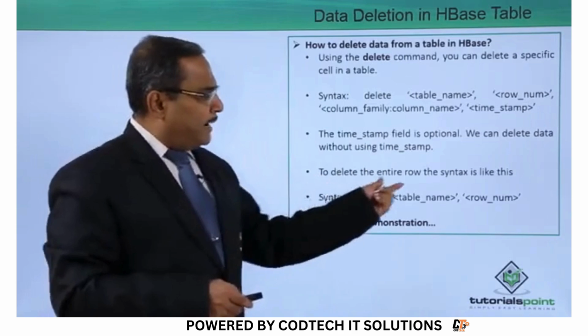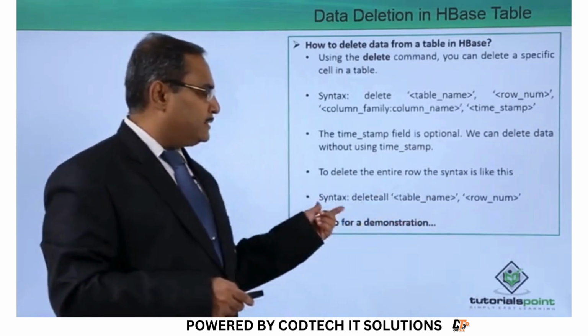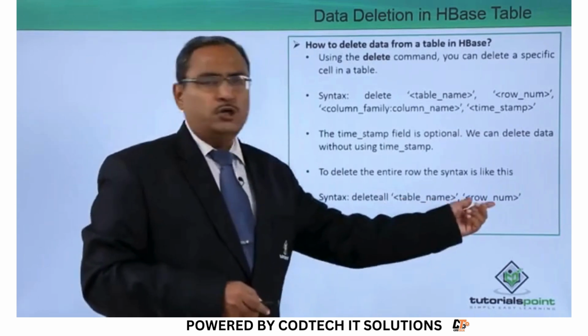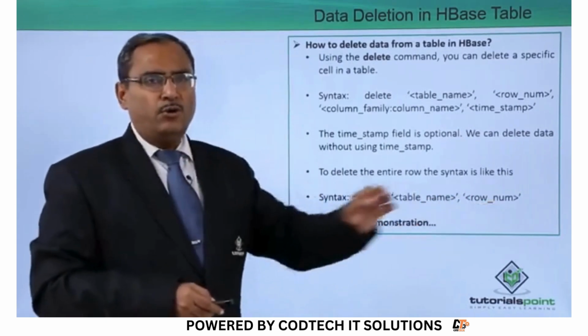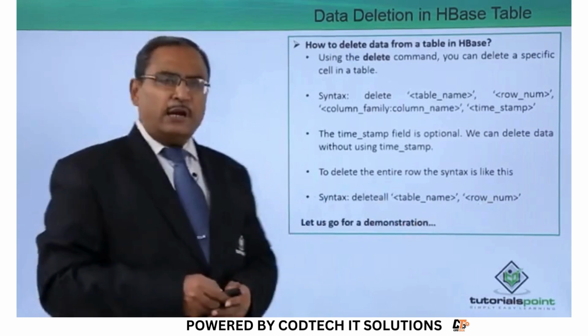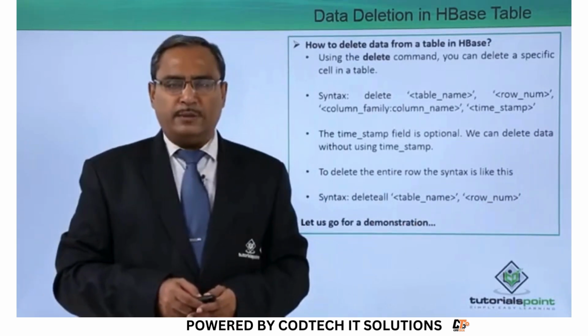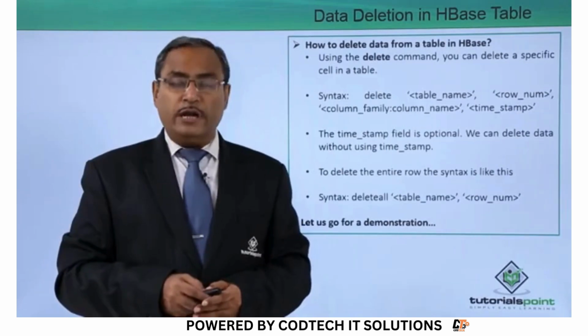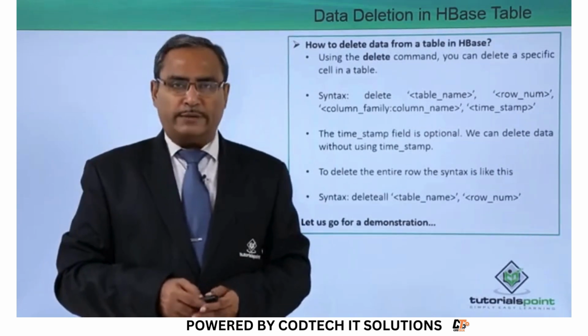To delete the entire row, the syntax will be like this: deleteall, table name, comma, row number. In that case, the entire row will get deleted. For better understanding, let us go for one practical demonstration where we will show how this delete command or deleteall command works.